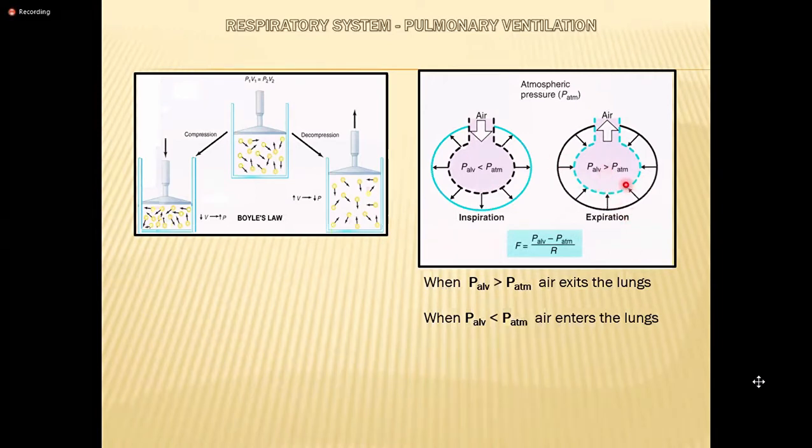So the alveolar pressure will be increased. And what happens? It increases to greater than the atmospheric pressure. So what happens? The air will go out. So that is your expiration. We'll discuss more about that.